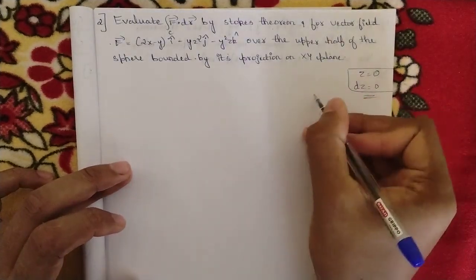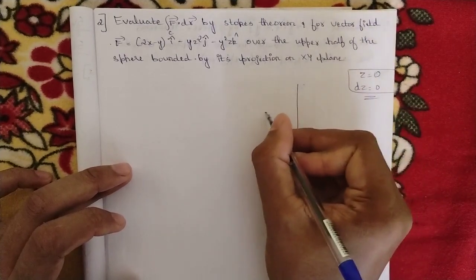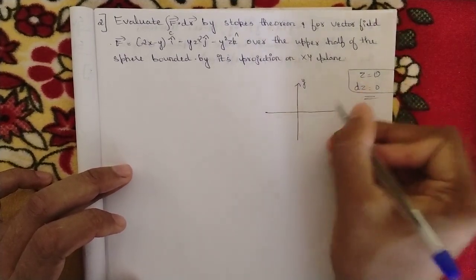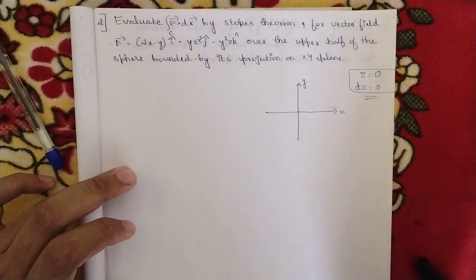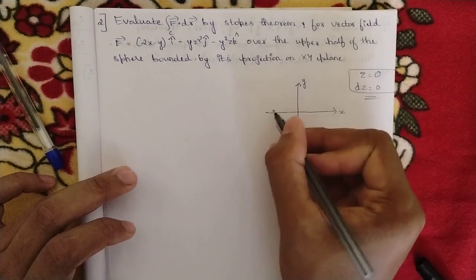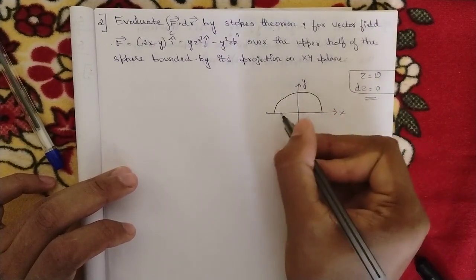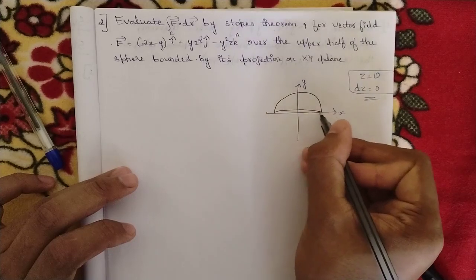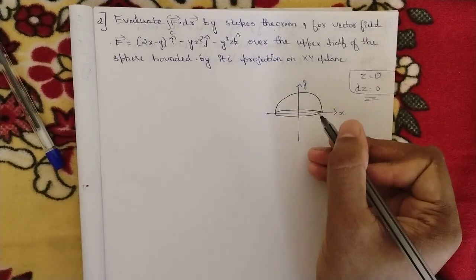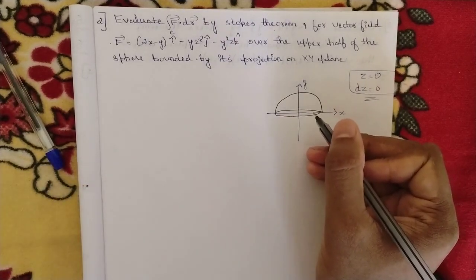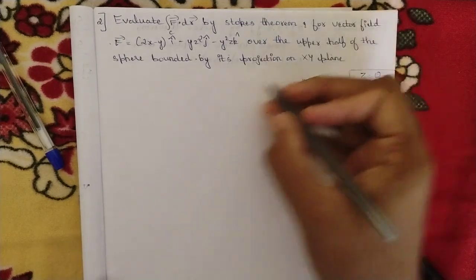So now let us draw the projection. Y, x. They have told us to draw an upper half of the sphere. Let us draw that roughly. So this is the upper half of the sphere, and the radius of this is equal to 1.